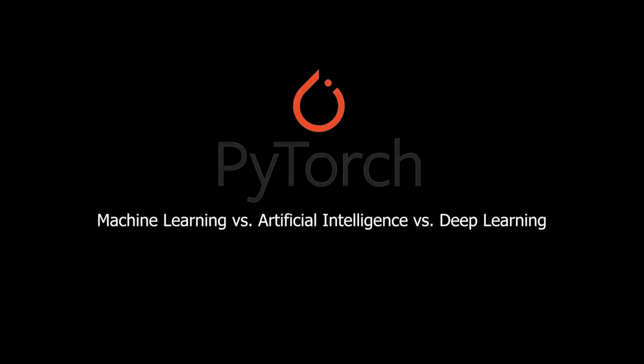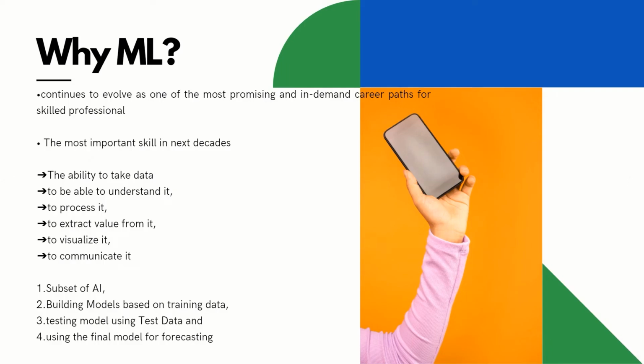Hi. So now it's time to enter into the core understanding of certain major terminologies like machine learning, deep learning, and how the two are different. Now, when we talk about machine learning, this field continues to evolve as one of the most in-demand and promising career paths, and not just today, but perhaps for the next decades to come.